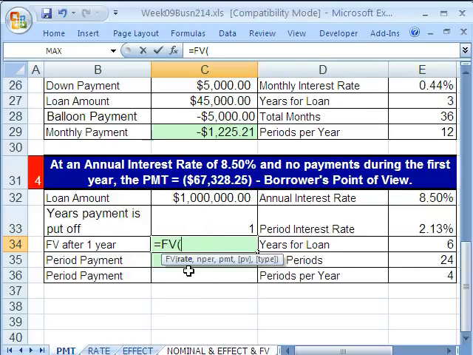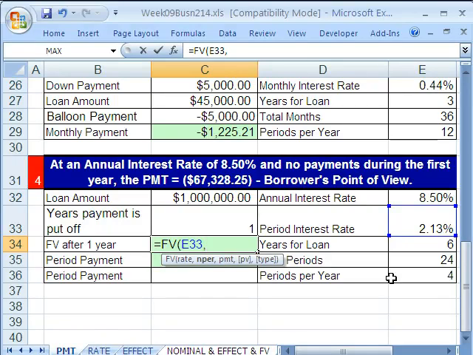Now we could do a formula, a math formula, but the future value function will do it just fine. Our rate is going to be our period rate. Remember, periods, number of periods, when we get to payment, all have to be in the same unit of time, and this is quarter. So the rate is the quarterly rate, comma, the number of periods.